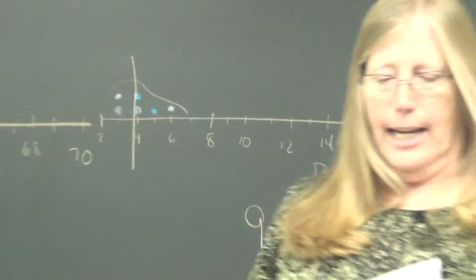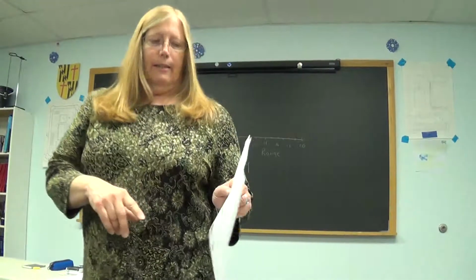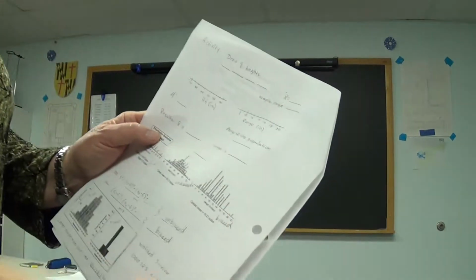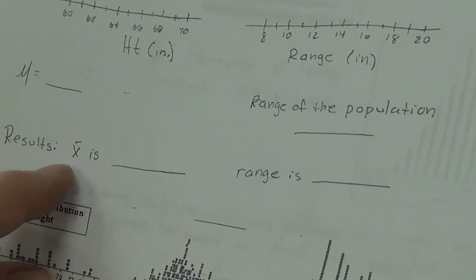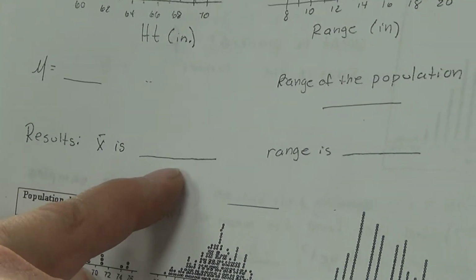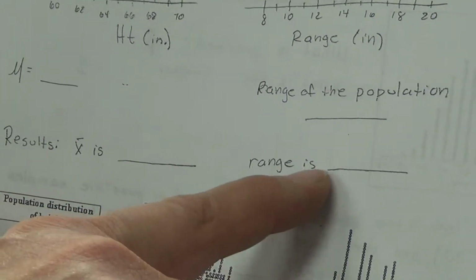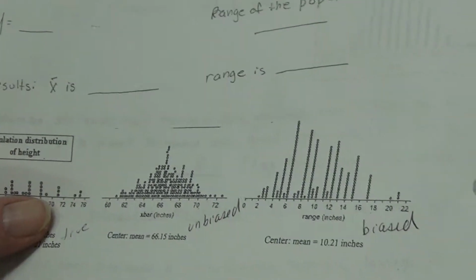So we decided down here, you missed the graphing part, but the result is what's important. The result: X bar is unbiased and range is biased. So that's the main result from that activity.